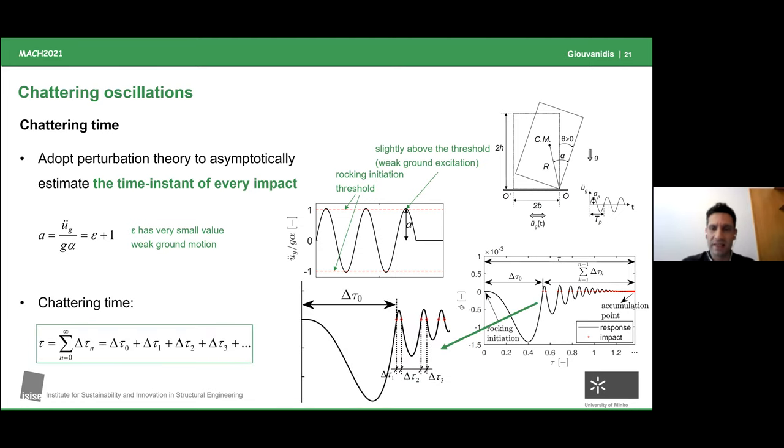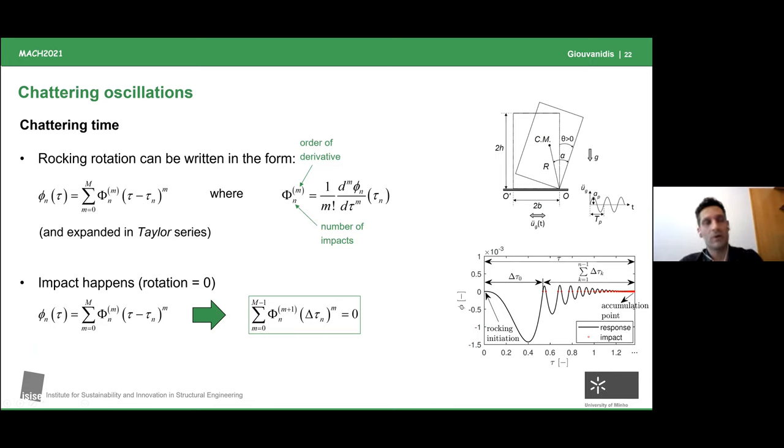And the chattering time actually is the summation of the time intervals between consecutive impacts. In particular, delta tau zero, delta tau one, plus plus plus, et cetera, which is this. Delta tau zero is from zero to the first impact. Delta tau one is from the first to the second impact. Delta tau two, and so on and so forth. So what we need to define here is the expressions of these time intervals, delta tau.